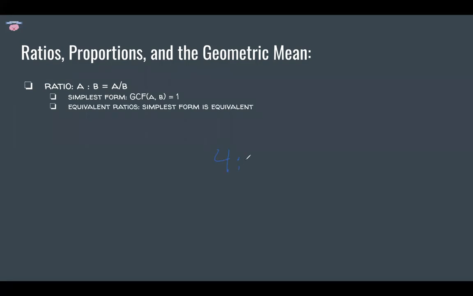So 4 to 4 and 1 to 1 from our last example are equivalent because the simplest form of 4 to 4 is 1 to 1. It's also equivalent to 2 to 2 because the simplest form of this is 1 to 1. And sorry if you can't see the colons in the middle.